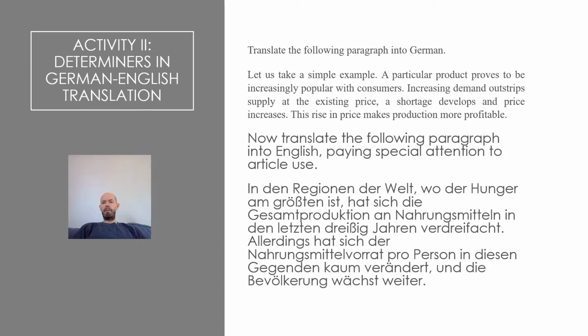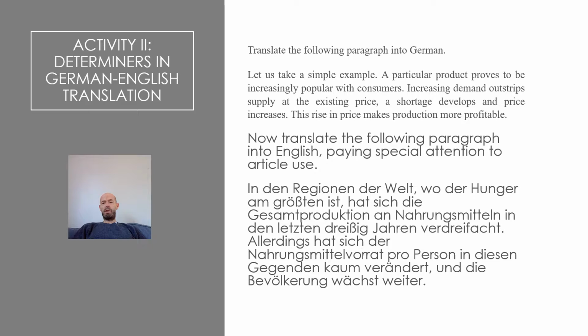Here's a paragraph taken from an economics textbook, which I'd like you to translate into German. I'll read it out first. Let's take a simple example. A particular product proves to be increasingly popular with consumers. Increasing demand outstrips supply at the existing price. A shortage develops and price increases. This rise in price makes production more profitable. Okay, have a go at translating this little text, and we'll come back together in a moment.